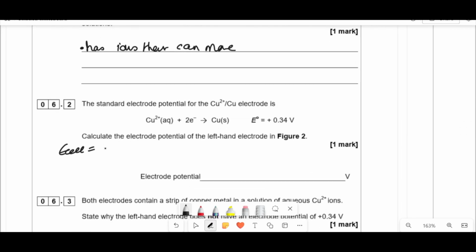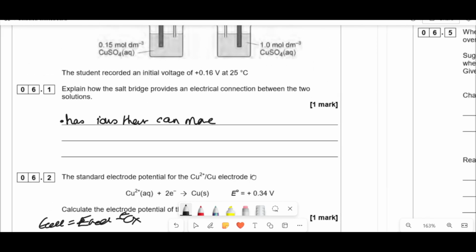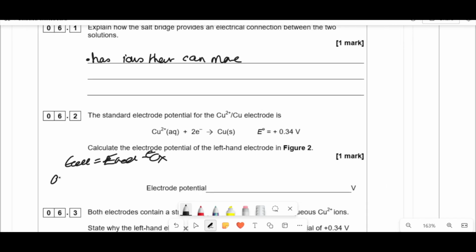E cell is going to equal E reduced minus E ox. Reduced minus ox, right? They've told you the overall one is 0.16. And that equals, well, you can see this is Cu2+ to the solid. That's being reduced. So that's going to be 0.34 minus whatever's been oxidized. So therefore, whoops, E ox is going to equal 0.34 minus 0.16. If we do that, we get 0.18. Cool. Plus 0.1. There you go.